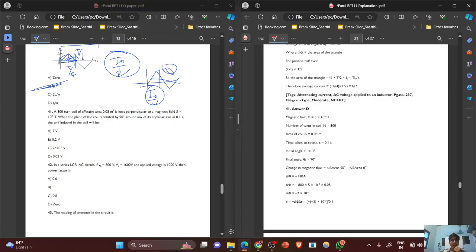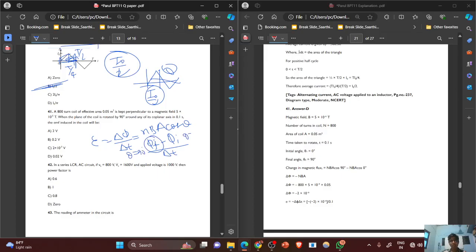Moving ahead, an 800 turn coil with the effective area given is kept in the magnetic field given, and the plane is rotated. It's again a simple question. EMF is equal to delta phi by delta t. You need to calculate delta phi, which is BA cos theta. Rotated by 90 degree, phi final minus phi initial by delta t. Delta t is given. For phi final, theta is 90 degree; for initial, theta is 0 degree. Use this formula of EMF, just put the value and get the answer.